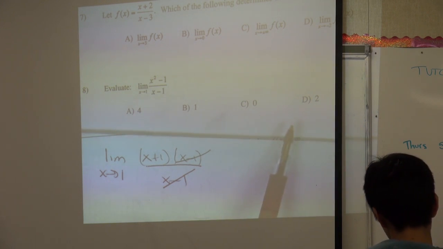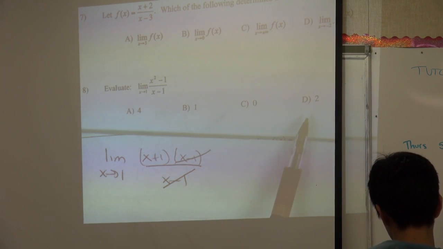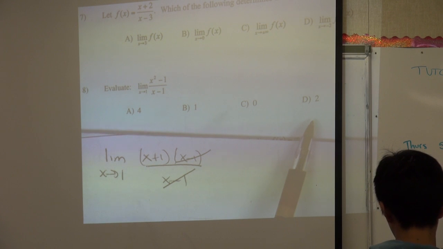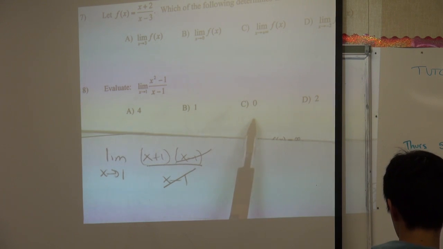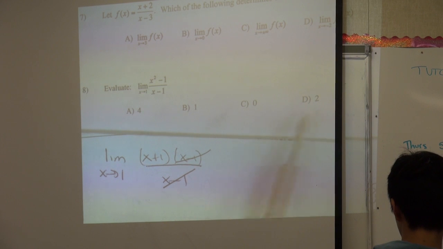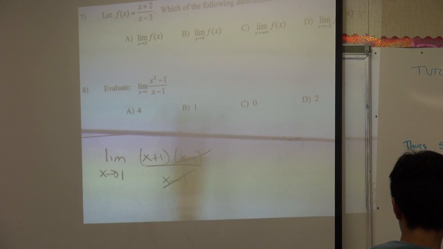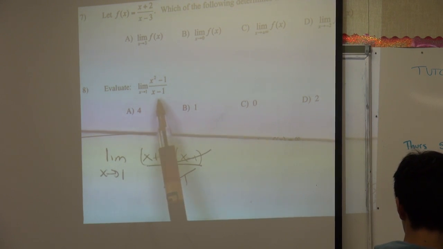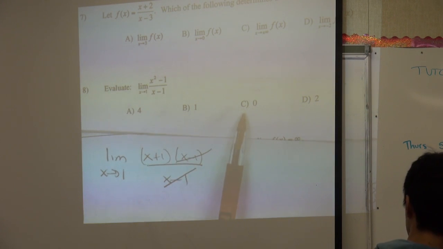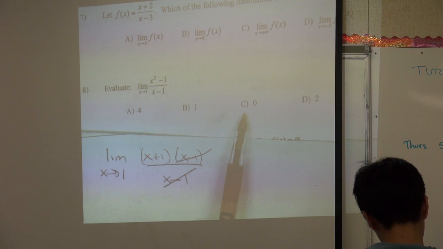When you took this test, 53% of you got 2, but 41% of you chose 0. So you are worrying me because you're forgetting that when you get 0 in the denominator, something divided by 0 is not 0.